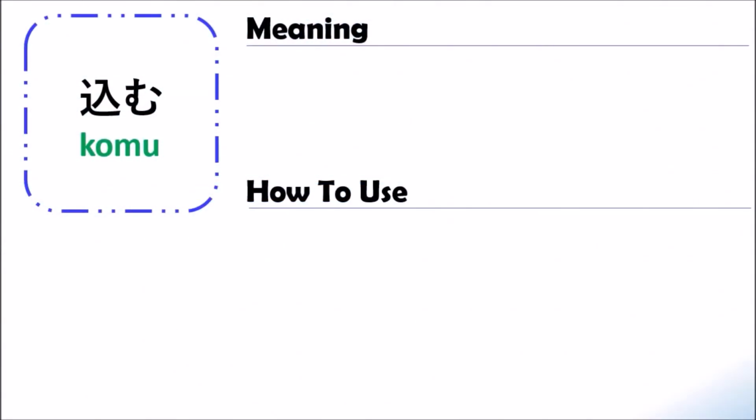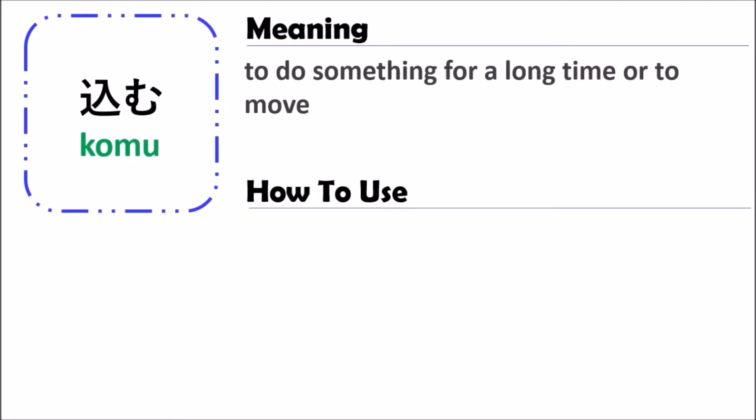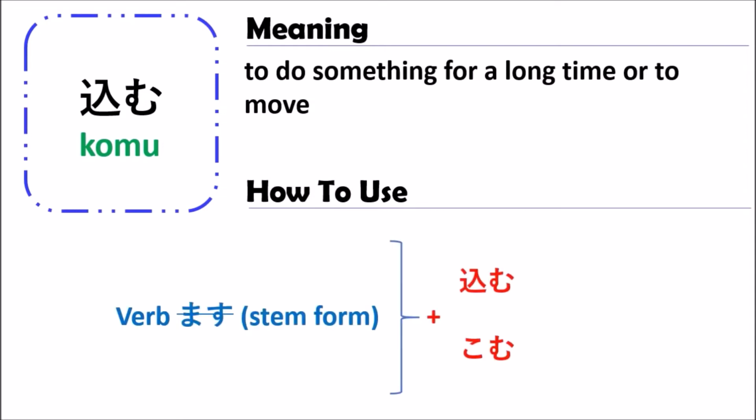Today we'll talk about the grammar of komu. The grammar of komu means to do something for a long time, or to move. In Japanese, when you use the grammar of komu, you can use it only with a verb. You cannot use it with a noun or an adjective.